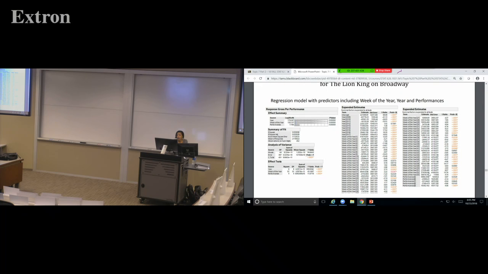And as you can see, these three predictors are nominal variables. So when you look at the effects test for nominal variables, it's looking at the effect for all of the parameters, the number of the parameters associated with that effect. So to truly then look at each of the factors, you have to do the expanded estimates. Okay, and so what you're able to see here is that the effects for each of these predictors, week of the year, year, and performance, using this regression appear to be all significant. Okay, all seem to be playing a role.